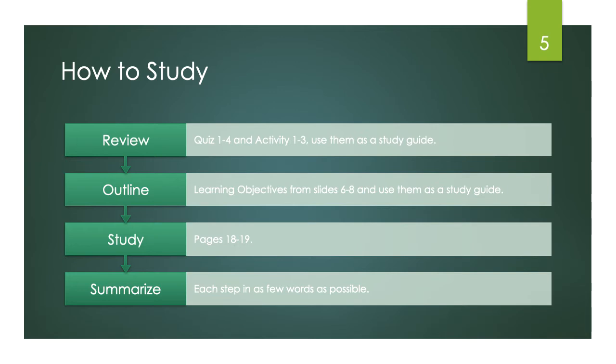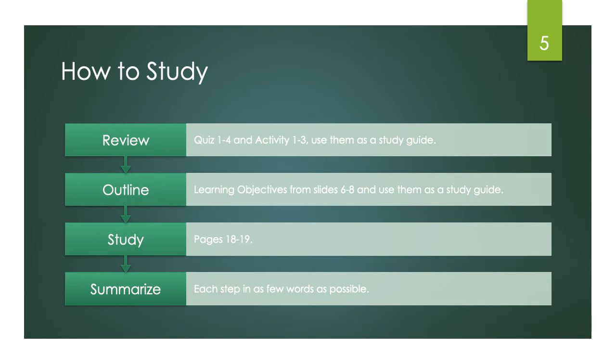Then I want you to go back and look at activity 1 through 3. Please know that I have left you comments either on your document or in the rubric comments. So if you didn't get full credit, you need to go back in there and see why. Address any of your incorrect answers and use them as a study guide.